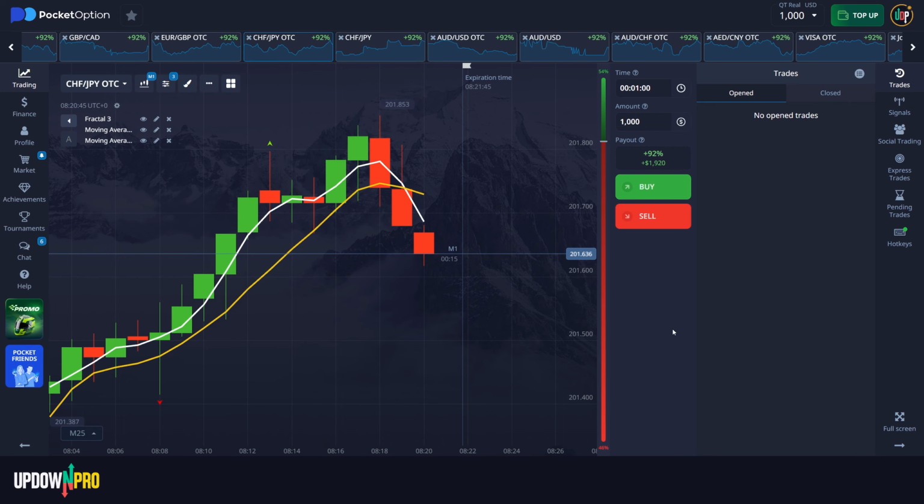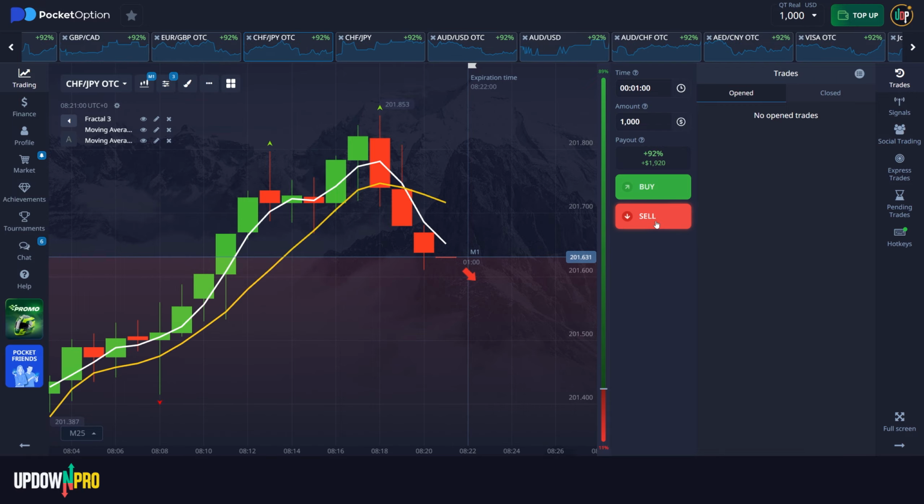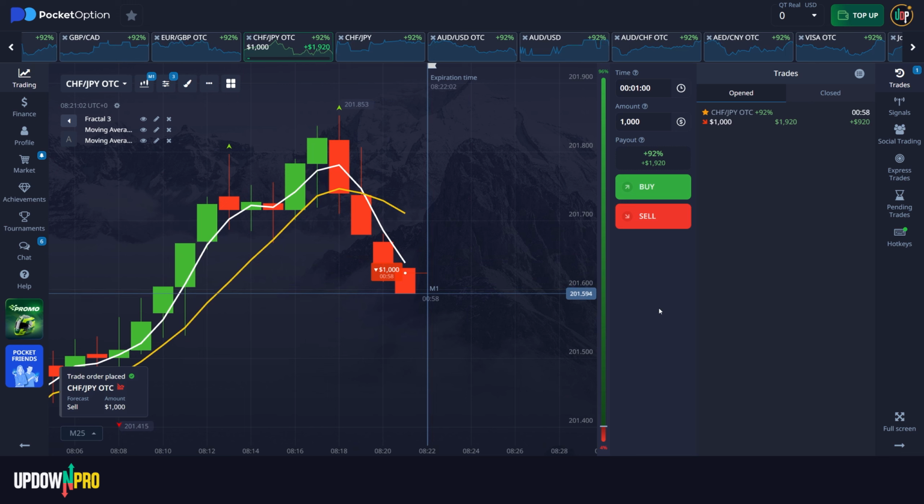The 2 moving averages are crossing, the white one is crossing below the yellow. In this case, I consider a bearish setup. When a green fractal triangle appears and the cross of the moving averages is confirmed, I will place a sell. And there's the green triangle and the cross got confirmed, so I placed a sell. Now I wait for trade expiration.